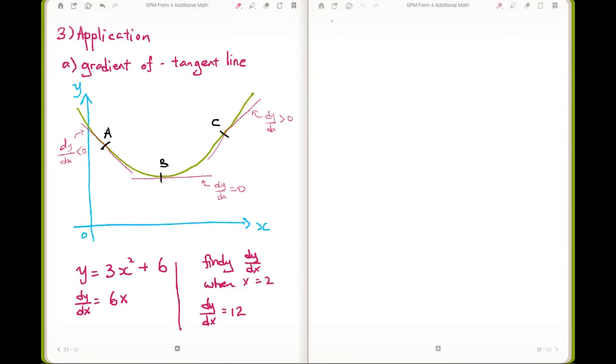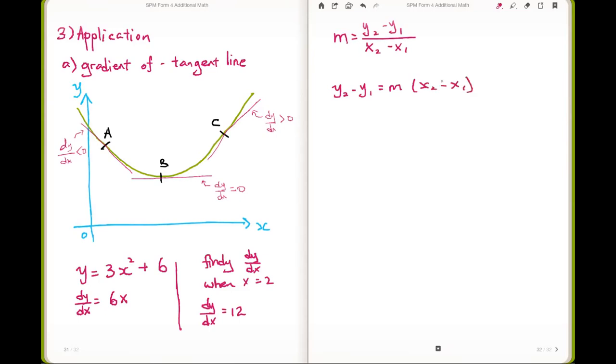Now, if you want to get the equation of this tangent, then you need to follow the general equation of gradient, of course, whereby your gradient equals y2 minus y1, which you have learned in junior high, over x2 minus x1. If you simplify this equation, it turns out that y2 minus y1 will be equal to m times x2 minus x1.